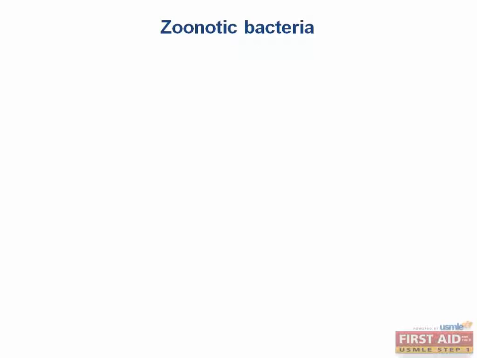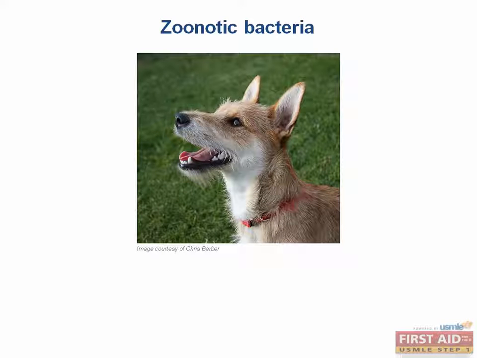Pasteurella is a gram-negative coccoid rod that normally lives in the mouths of cats and dogs. It can cause localized wound infection, cellulitis, and lymphadenopathy following a bite from an infected animal. So, your patient gets bitten by little Rufus here, and you're the physician in the ED. Are you going to suture this up and send the patient home? No, closing these wounds can actually worsen the infection by trapping the bacteria in there.